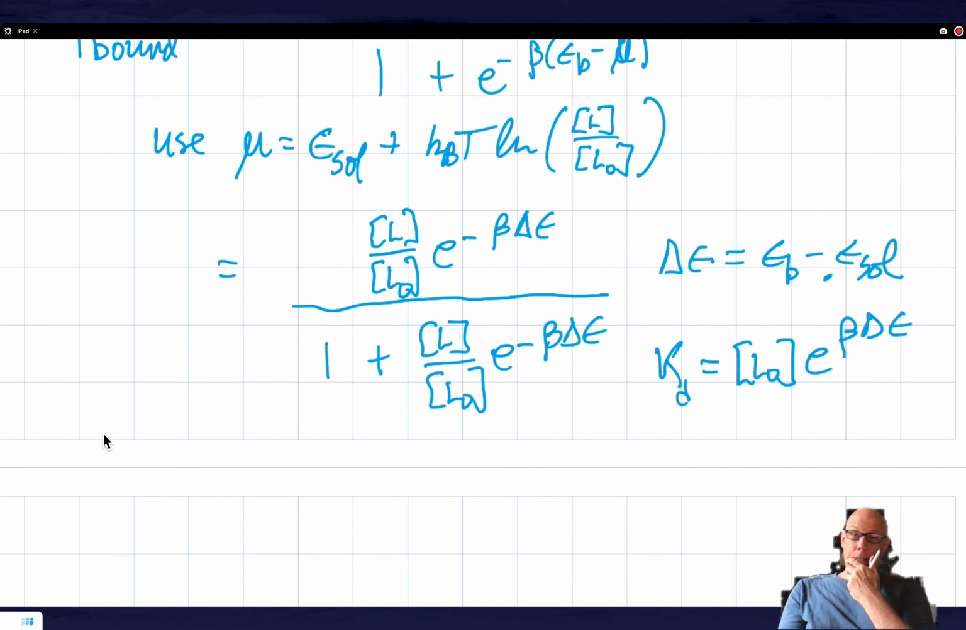So let's remind ourselves of something. The better something binds, the smaller Kd is. Kd of nanomolar means that the ligand binds more tightly than Kd of micromolar. Does this work? Well, delta epsilon is negative. So if L0 is 1 molar, then the more negative delta epsilon is, the smaller Kd is. So the sign of the Kd jibes with our expectation and our intuition.